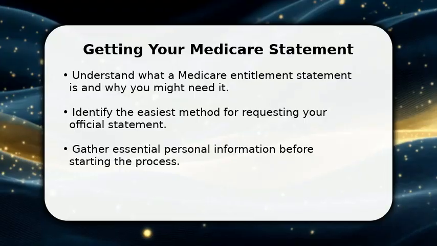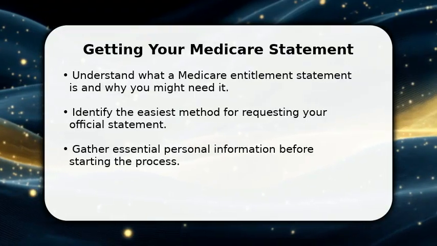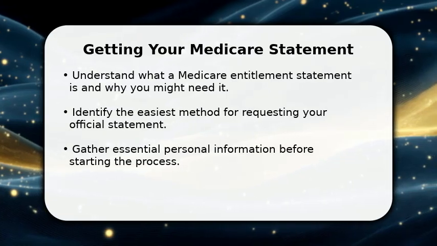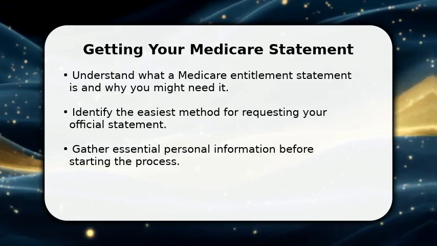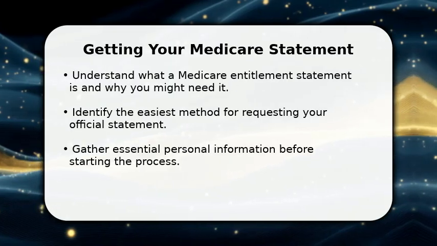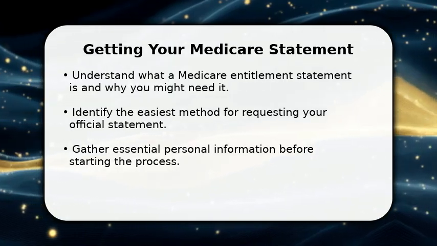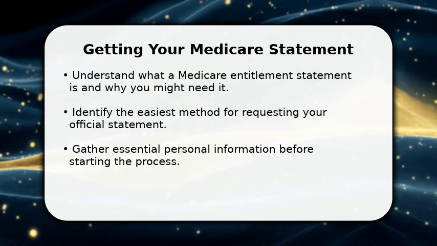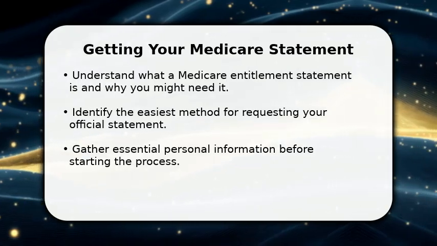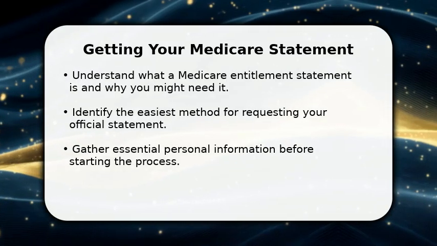Enjoy the video. In this video, I will explain how to apply for a Medicare Entitlement Statement. This document confirms your enrollment and coverage details, often needed for other benefits or insurance. The easiest way to obtain it is through the Social Security Administration, or SSA.